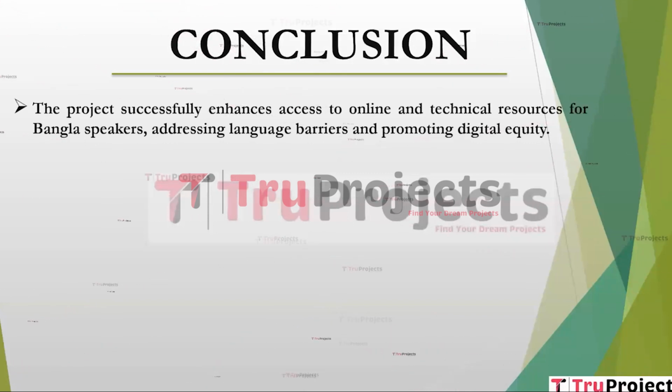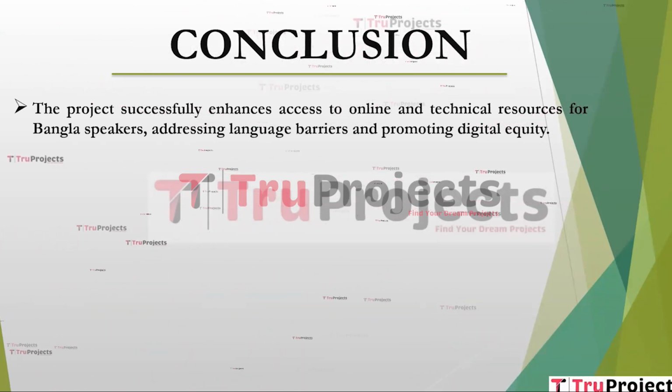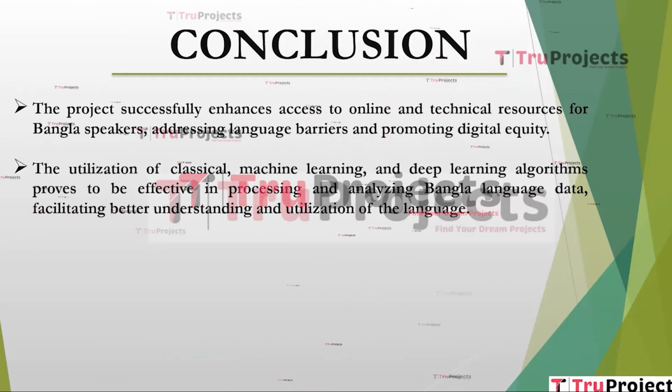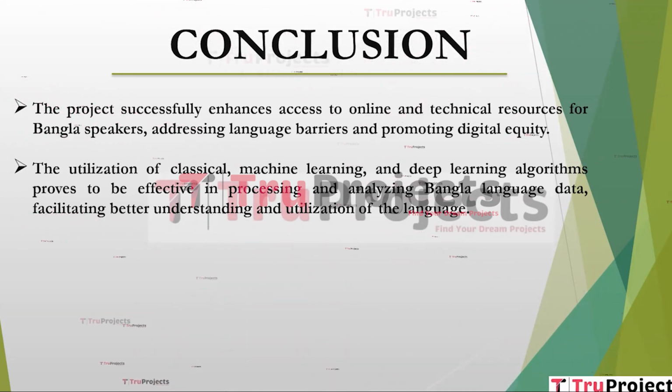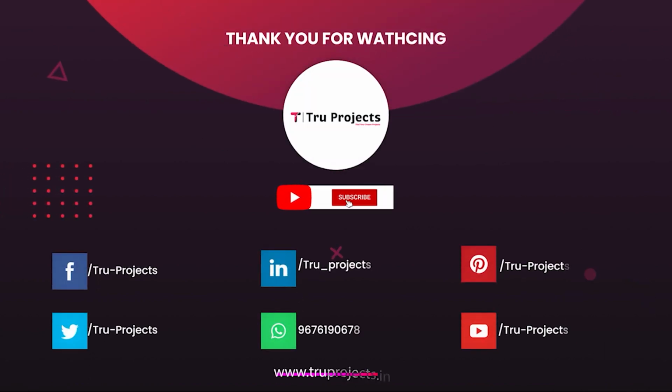Conclusion. The project has successfully boosted access to online and technical resources for Bangla speakers, eliminating language barriers and fostering digital inclusivity. The application of classical machine learning and deep learning algorithms proves to be proficient in processing and dissecting Bangla language data, facilitating improved comprehension and utilization of the language. By advancing Bangla natural language processing capabilities, the project empowers Bangla-speaking individuals to effectively navigate and utilize online materials, promoting digital proficiency.